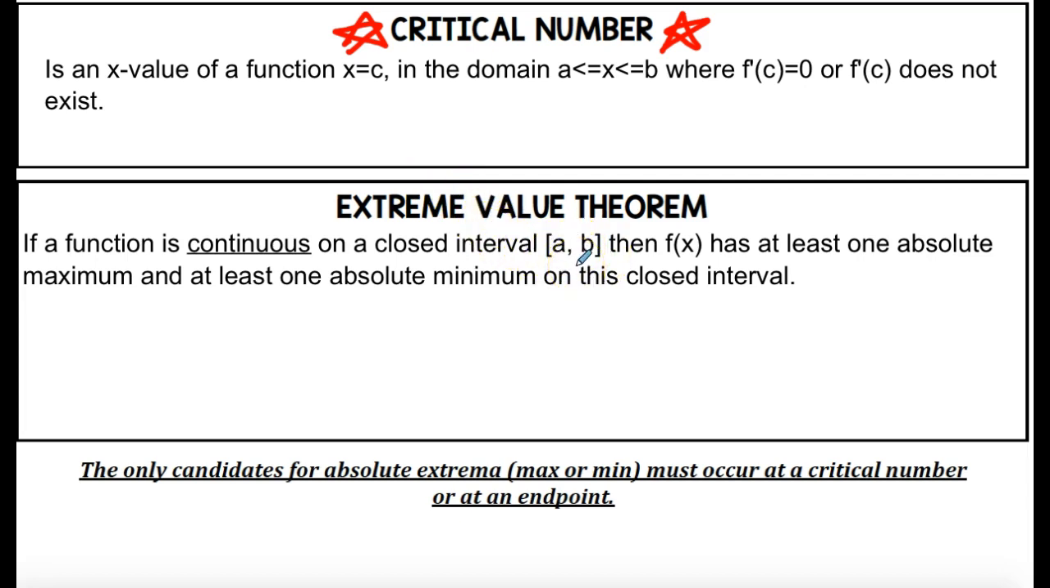Then we can say, well, it has to have at least one max and one min. All right. So let's finish this out with some actual problems here.